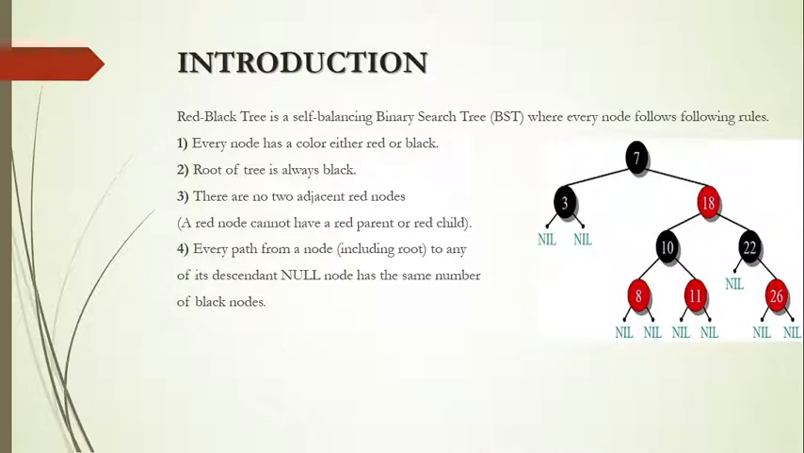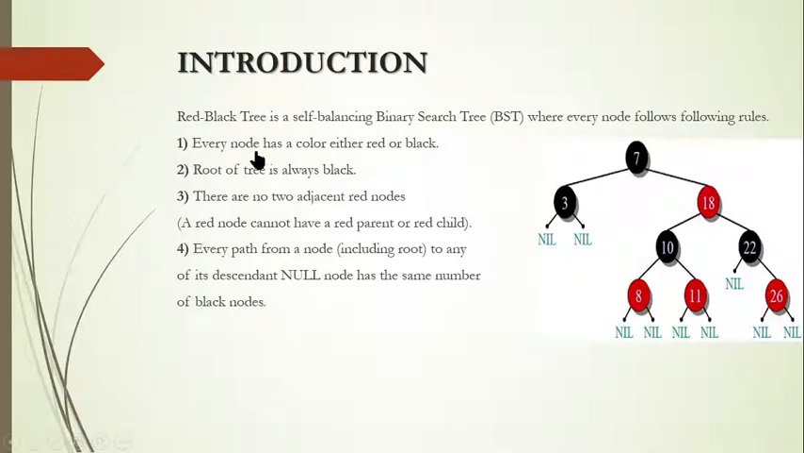You can see this is a diagram where you can see the node colors are something different. It's included with black colors and red colors. But it also follows the same binary search tree concept. Let's understand the property of using this black and red color inside the nodes. Red-black tree is a self-balancing binary search tree where every node follows the following rules. We have four important rules.